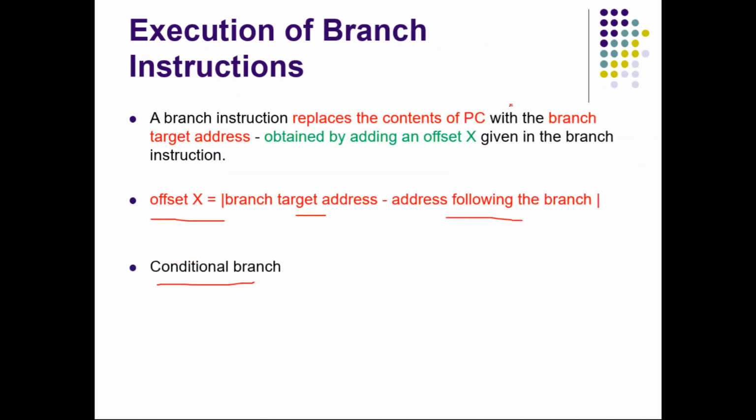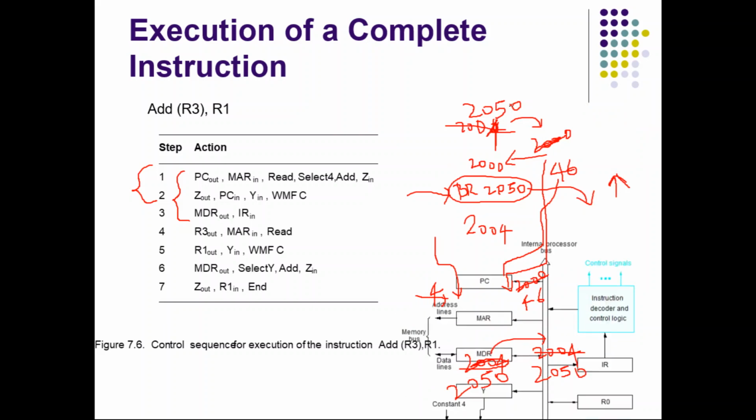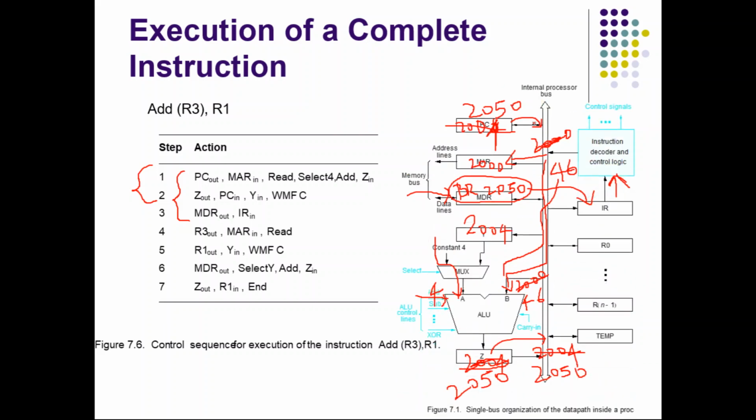So for a branch instruction we need to add the offset to the next address. That next address we are storing in Y in. So if it is a branch instruction, this will be used, otherwise this will not be used. So that's the point.